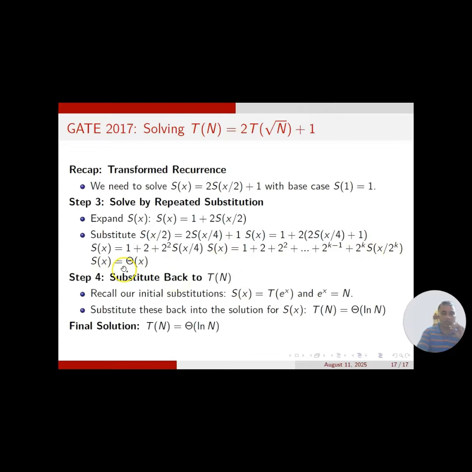Now once you know the S of x as theta of x, and we know that S of x is T of e power x and e power x is n, if you consider x as log n base e, then we'll get T of n. So S of log n base e is T of n. So from that you can say that T of n as theta of log n. That is the solution.